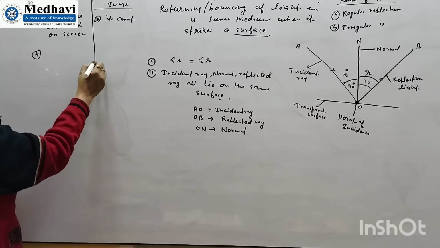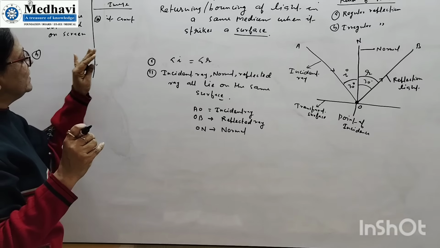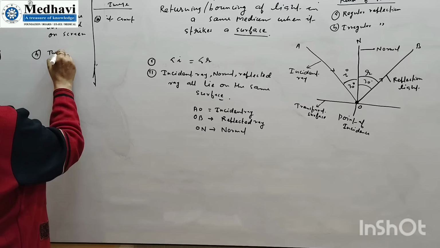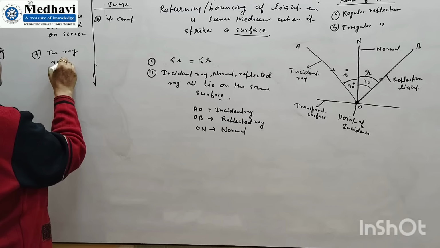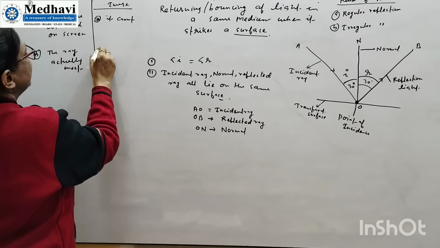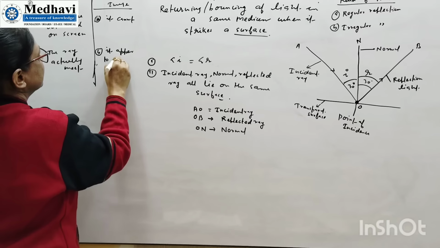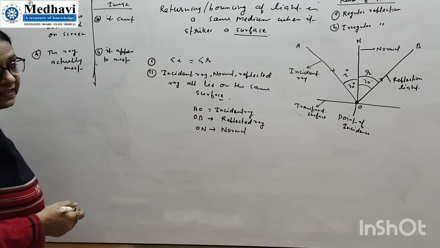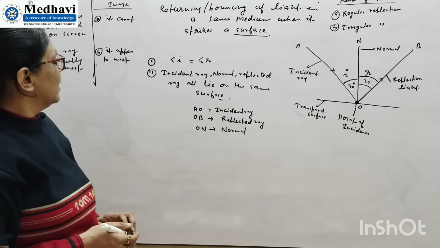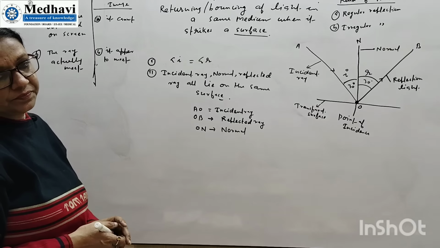Second, in a real image the rays actually meet, and here in a virtual image they appear to meet. So we can see the reflected light, and if it is produced backward, then we will feel that the image is a virtual image.